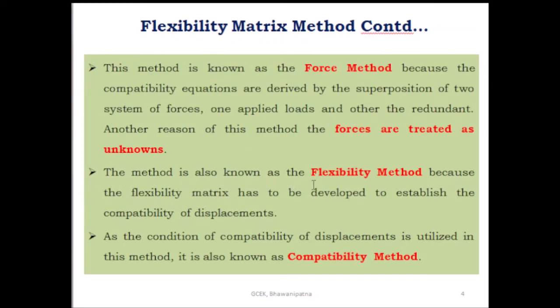This method is also known as the flexibility method because the flexibility matrix has to be developed to establish the compatibility of displacements. Also, this method is called the compatibility method as the condition of compatibility of displacement is utilized in this method. So, it is also known as the compatibility method.